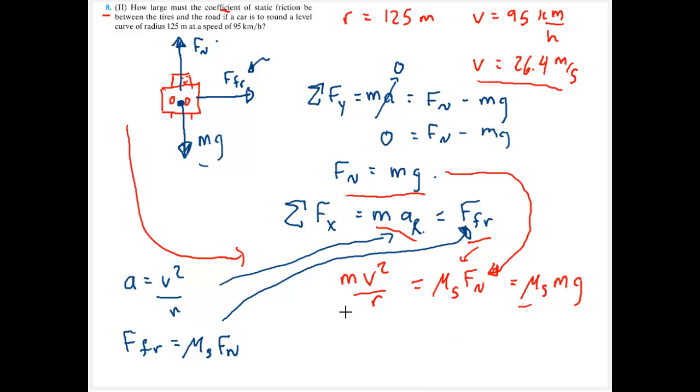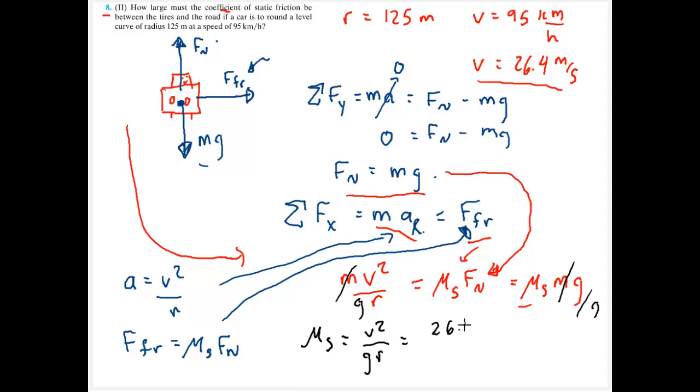So I'm going to get that on one side on its own. First thing I'm going to do is cancel these masses out. They go away. And I'm going to divide both sides by gravity, just like that. And I'm left with mu sub s equal to v squared divided by gravity and by the radius.